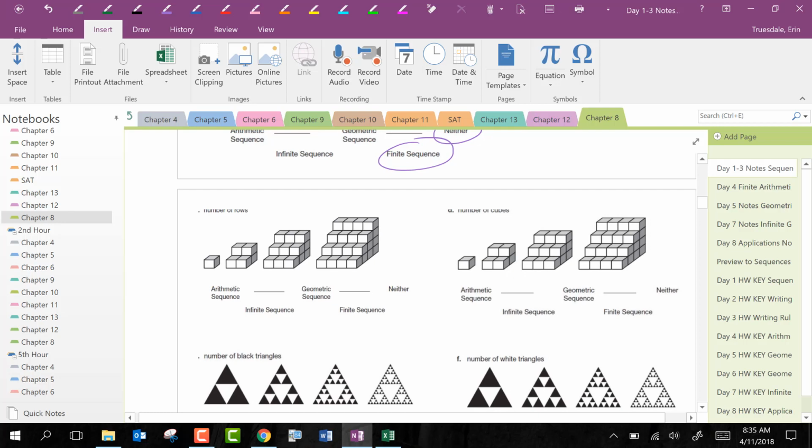This first one on the back says the number of rows. So we're talking about how far back this thing is going. And so we have 1, 2, 3, 4. Is this arithmetic or geometric? Arithmetic, D being what? 1. Could this conceivably go on forever? Yes.